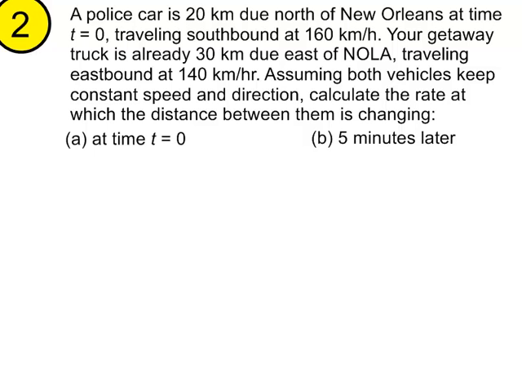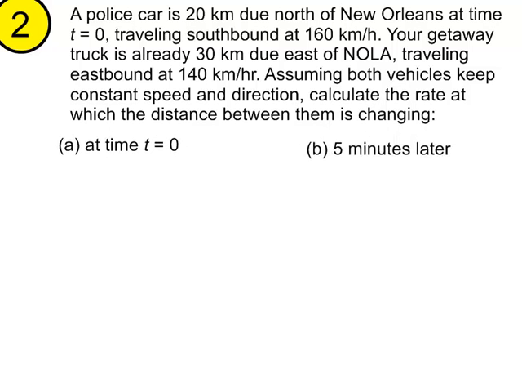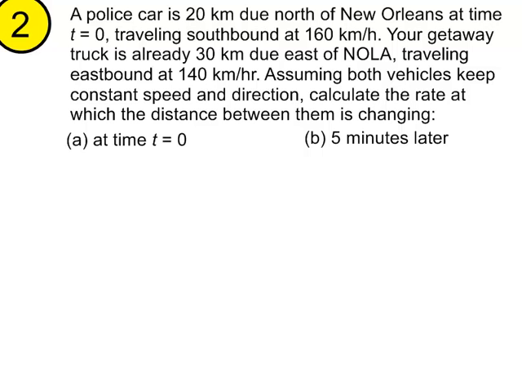So given that, calculate the rate at which the distance between them is changing at time t equals 0 and 5 minutes later. A lot of times students don't completely understand what's being asked, but I think once we draw a picture, we'll get a sense of what's being asked. So let's get into step 1, which of course is identifying given quantities, quantities to be determined, and making a sketch. So here's New Orleans.